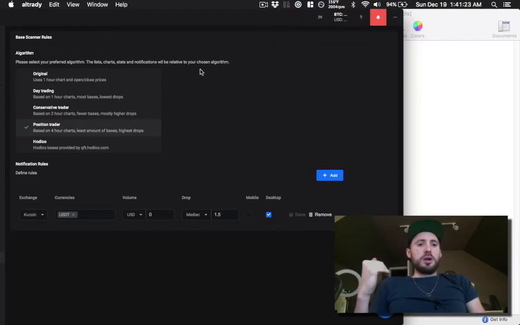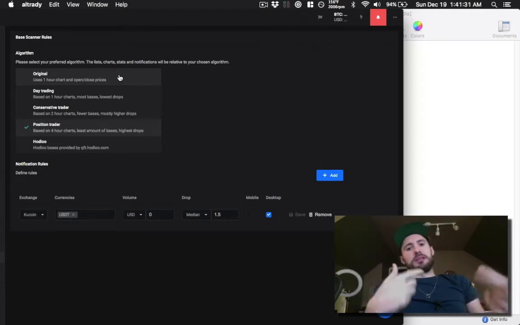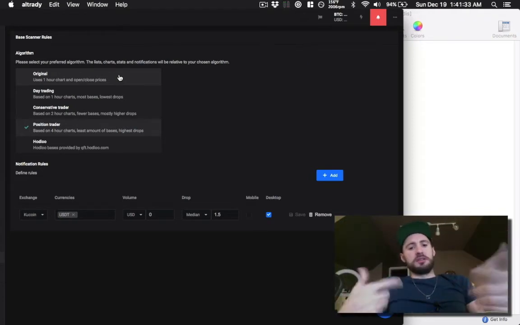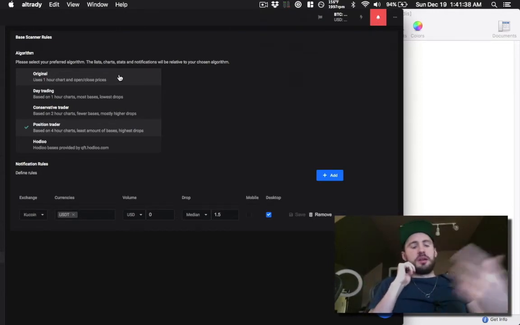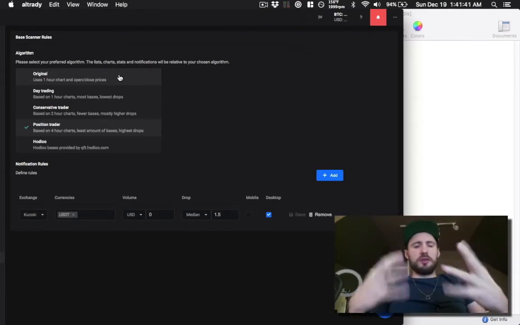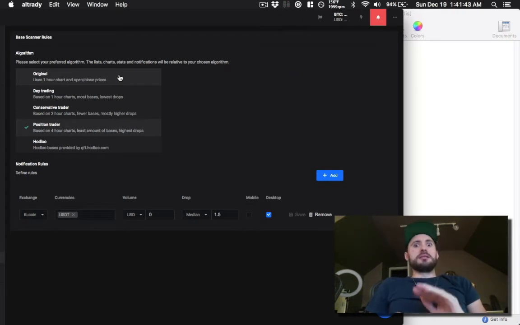Okay, so here's the deal with Altrady. Under the base scanner rules, you're just gonna have to find this. I don't have time to blur out my login information under the settings. But anyways, in the settings, base scanner notifications, these things right here are the important things to do. So if you're doing the hybrid A/B trading stuff, I would go with day trading.